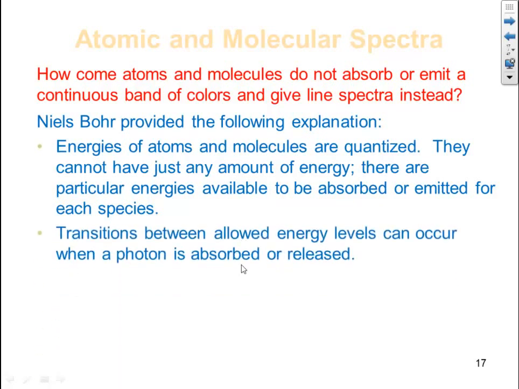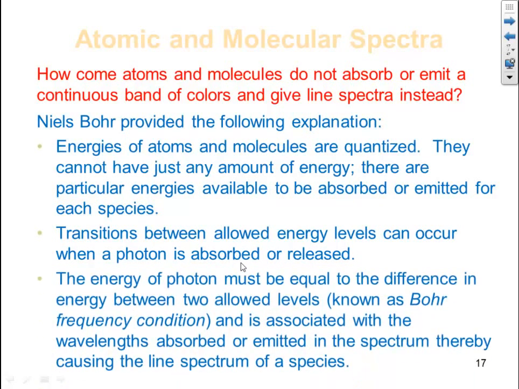Transitions between allowed energy levels can occur when a photon is absorbed or released. The energy of a photon must be equal to the difference in energy between 2 allowed levels, known as the Bohr frequency condition, and is associated with the wavelengths absorbed or emitted in the spectrum, thereby causing the line spectrum of a species. Therefore, to get a line spectrum, there has to be an energy difference between the 2 levels where the transition is occurring, either being absorbed or being emitted.